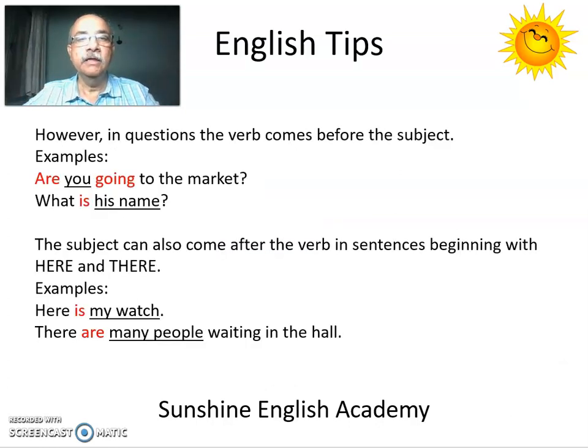In questions, the verb comes before the subject. So we have sentences like, are you going to the market? What is his name? In sentences beginning with here and there, the subject comes after the verb. Example, here is my watch. So we are talking about my watch, so that is the subject. There are many people waiting in the hall. We are talking about many people waiting in the hall. Many people is the subject.